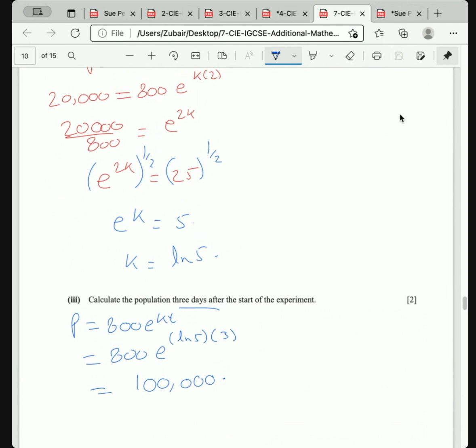Did you get these? Yeah, okay. Because I was confused about the first one, about the initial, but now I understand.